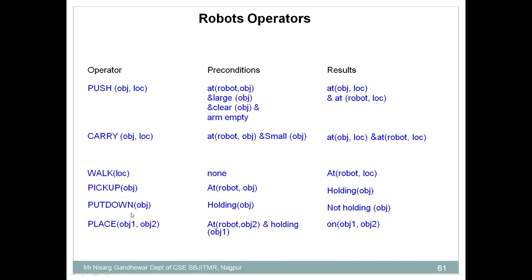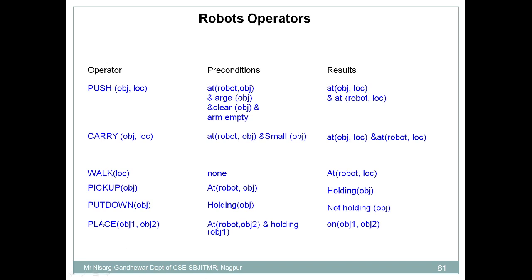Then the next operator is put down object. Again the precondition is that the robot can put something down only when it holds something. So the condition is that the robot should hold a certain object, and then the put down operator is possible. And what should be the result? Not holding, meaning if you put down the object, nothing will be there in the hand.